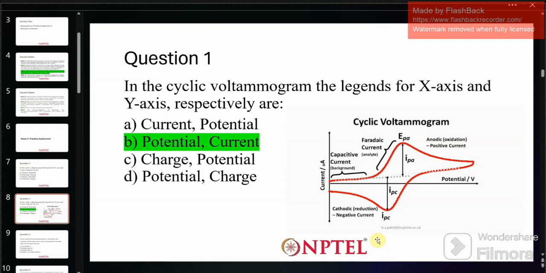Then there is the Faradaic current. The bubble will burst after a certain time, so there will be a sudden increase in the current that you experience. You can see the sudden jump in the current, and then things normalize and you get a slow relaxation. Similarly, it then returns to the initial voltage. That is how the cyclic voltammogram actually looks. So the answer is B: applied potential on the x-axis, and the y-axis is the current.